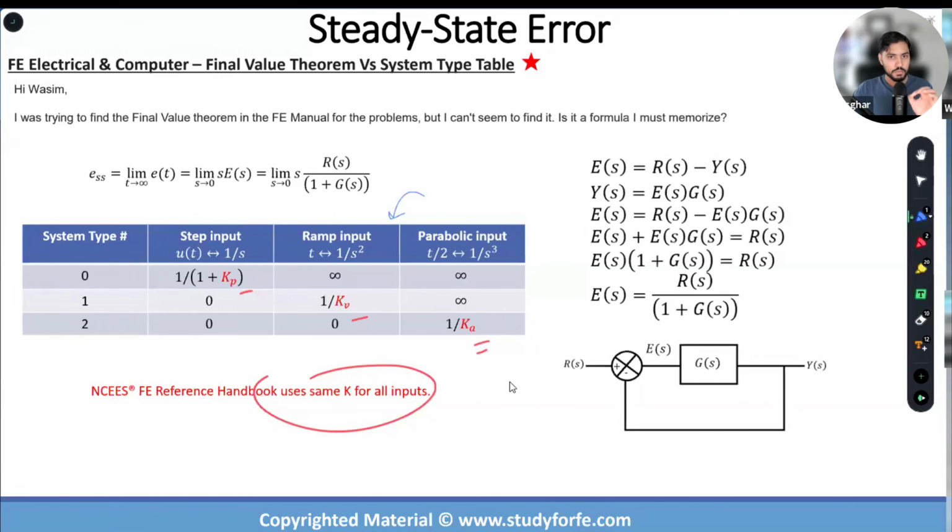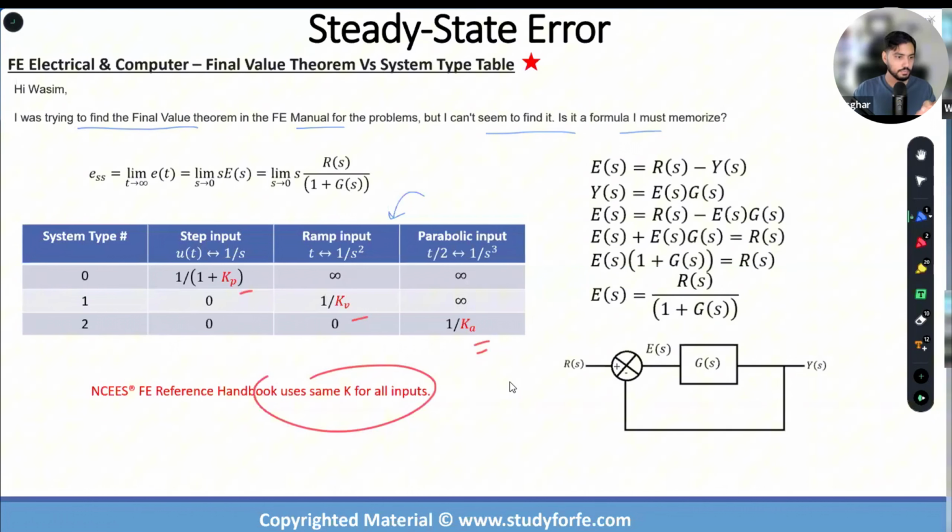Now, my recommendation when it comes to steady state error is to use the final value theorem. And that's what the student is asking. I was trying to find the final value theorem in the FE manual for the problems, but I can't seem to find it. Is it a formula that I must memorize? First of all, the FVT, the final value theorem, is given in the reference handbook.